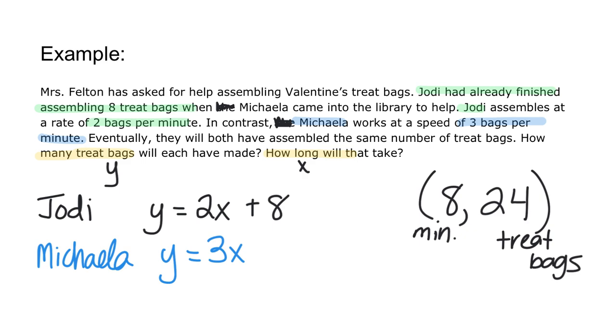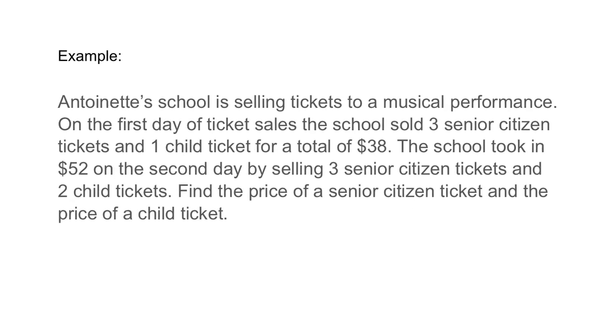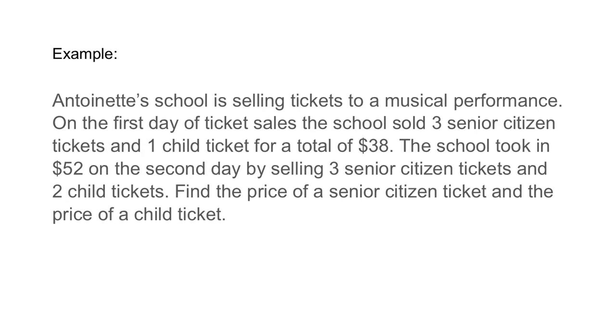All right. Let's take a look at this one. This is a pretty common type of question. Antoinette's school is selling tickets to a musical performance. On the first day of ticket sales, the school sold 3 senior citizen tickets and 1 child's ticket for a total of $38. The school took in $52 on the second day by selling 3 senior citizen tickets and 2 child tickets. Find the price of a senior citizen ticket and the price of a child ticket.